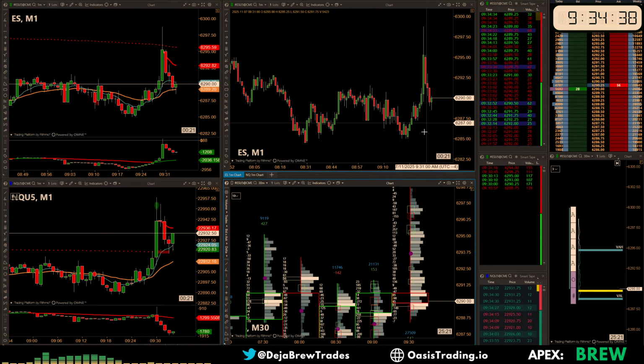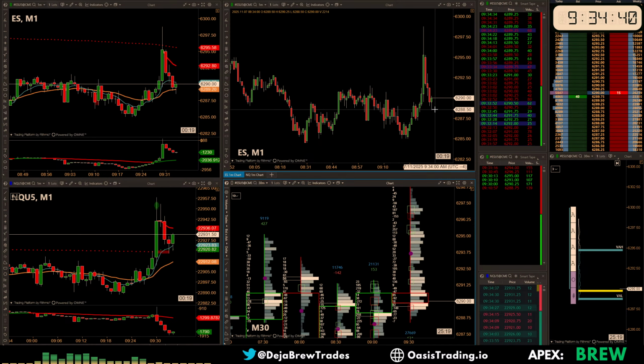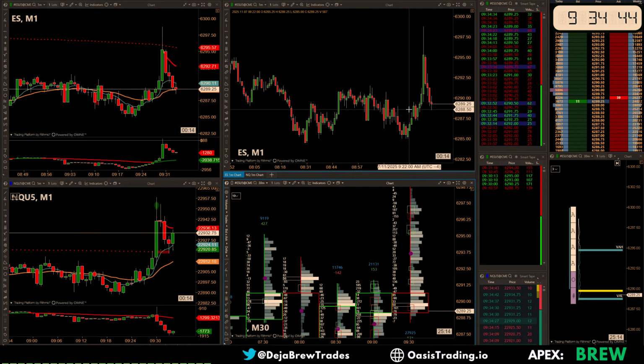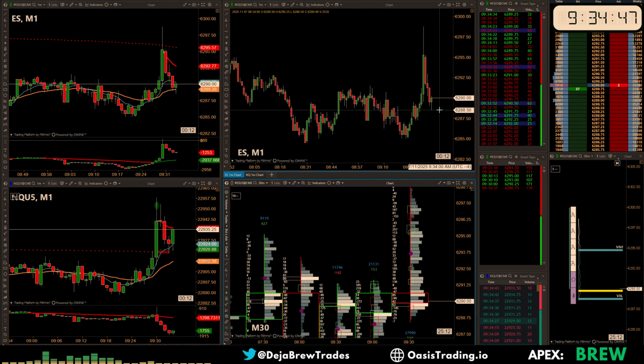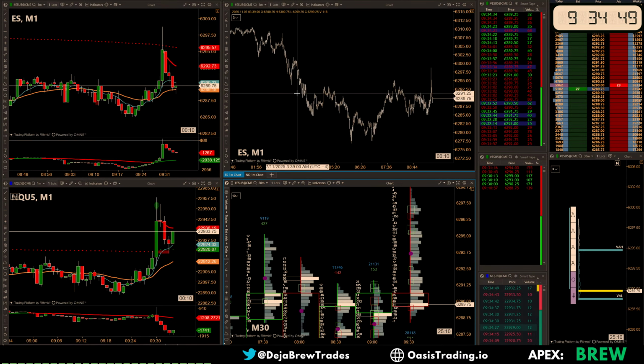A little bit of a bulldog on the 1 minute, possibly. It doesn't need to stay exactly where it is. It cannot go lower than basically that low. That needs to be the low. If it goes lower than that, it invalidates the bulldog.